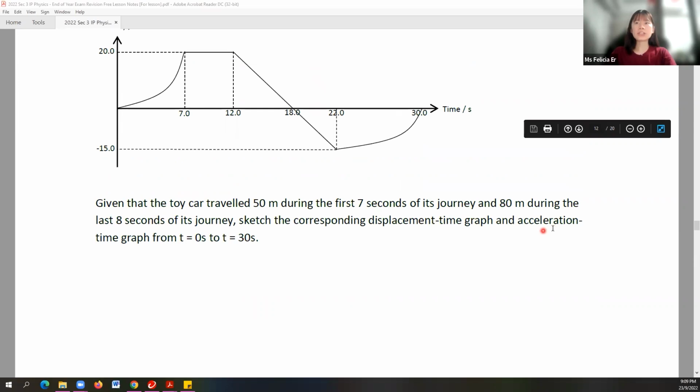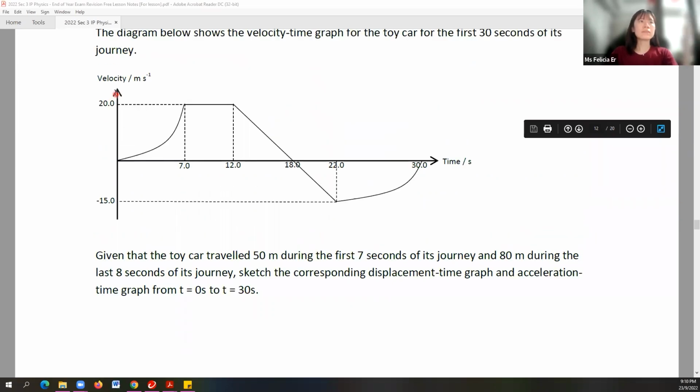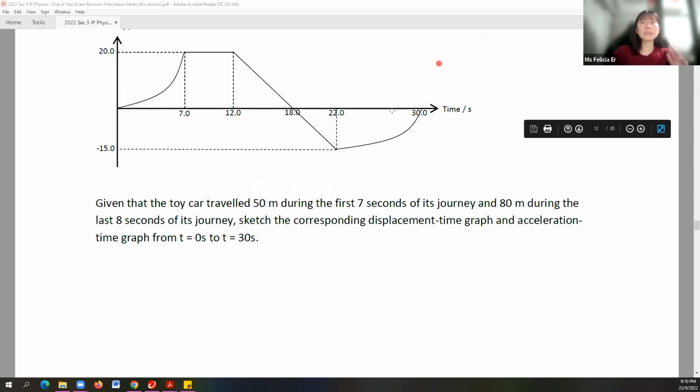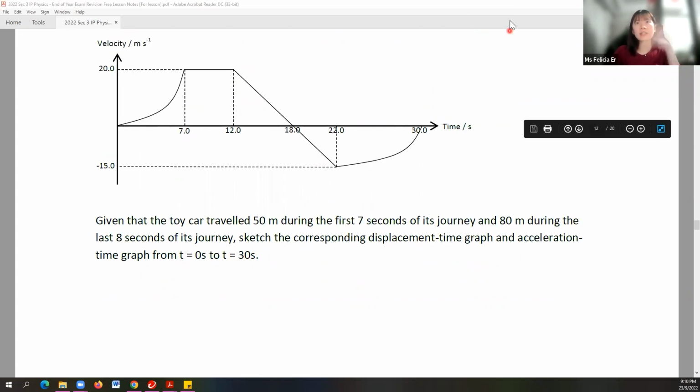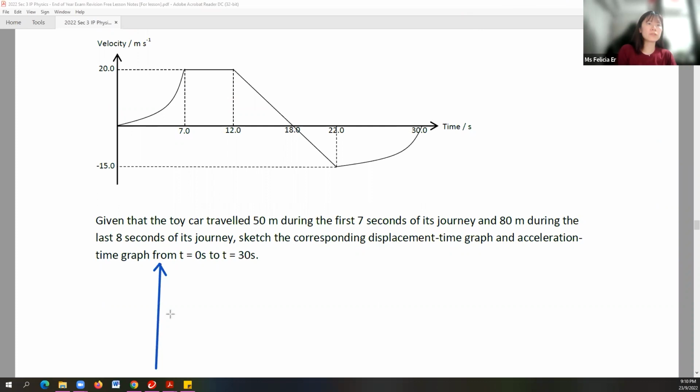For the acceleration time graph, I think no problem, because for the velocity time graph, you look at the gradient, you can tell the acceleration. But if it's the reverse, how do you draw the displacement time graph? Let me guide you a little bit. I'll go through maybe the first few sections, the rest you do on your own. So now let's draw in the axis first for the displacement time graph. Can you follow me and draw in the axis now?